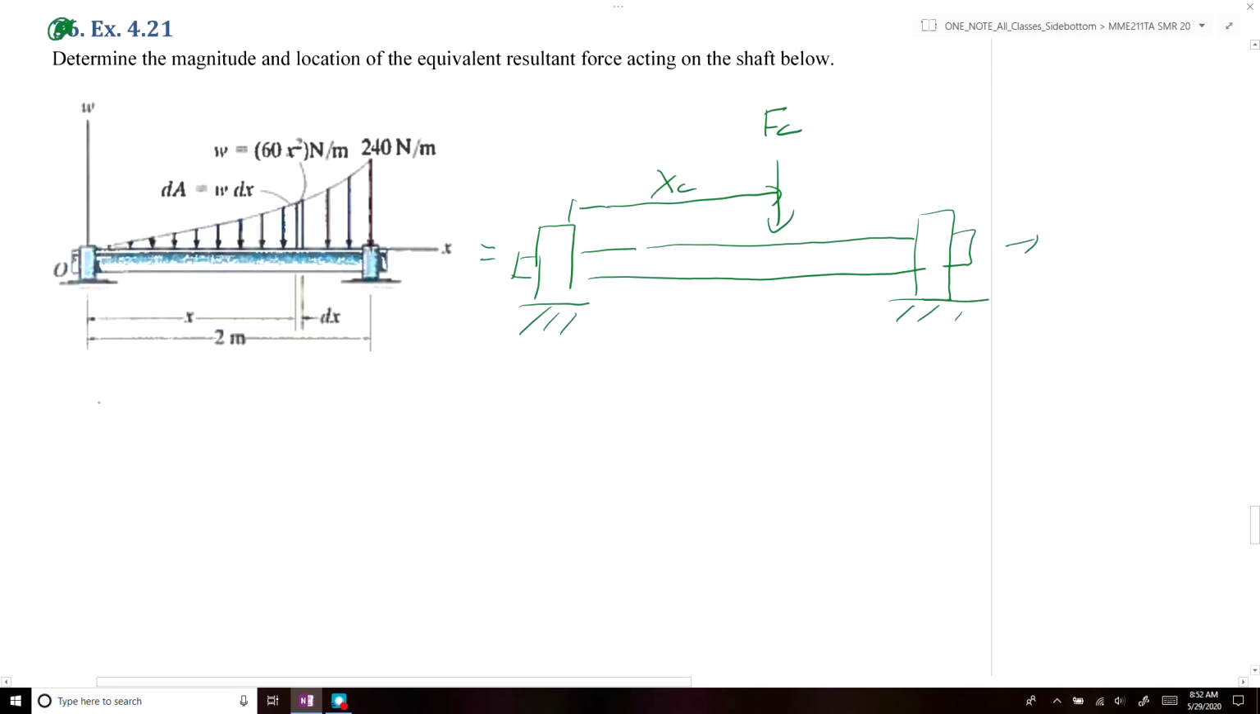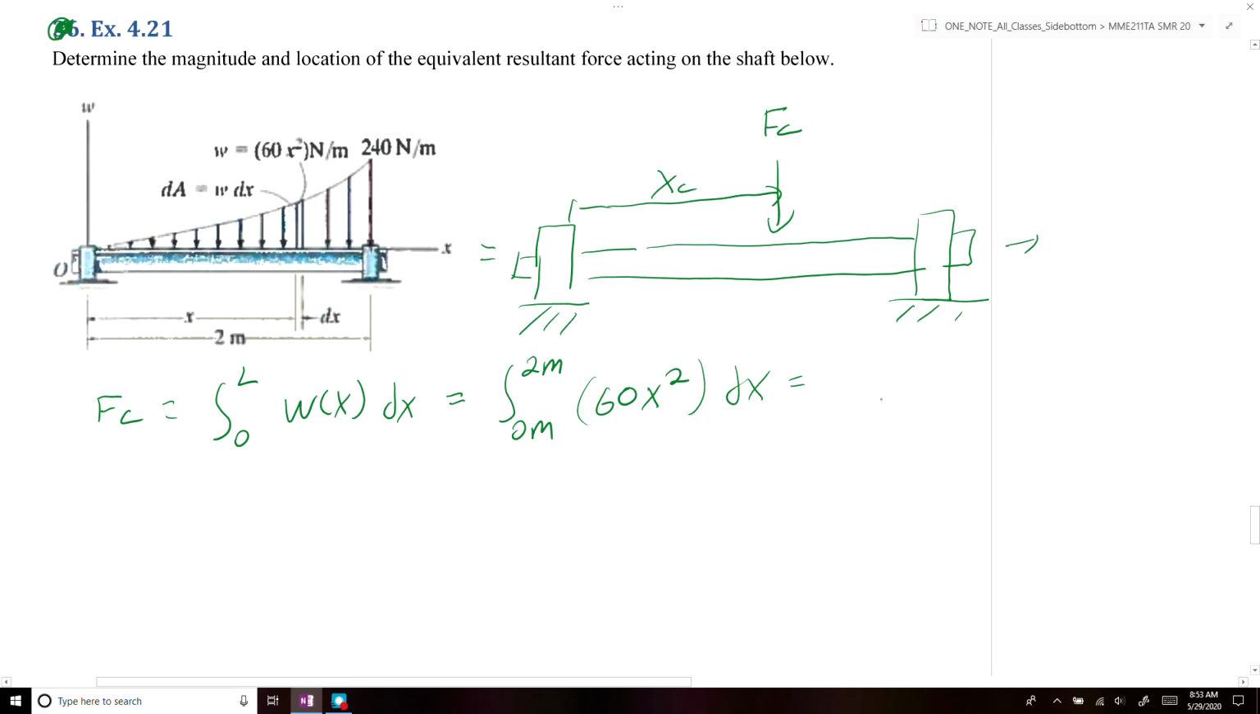So first, we're going to start off with finding our concentrated force. Our concentrated force is just equal to the integral from 0 to L of W of x dx. So we can plug in our values for our length and W of x. Our length in this case is 2 meters. W of x in this case is equal to 60 x squared, and dx is our other term.